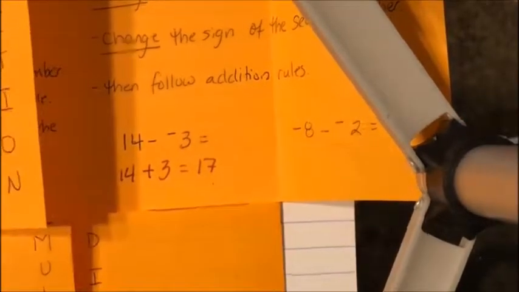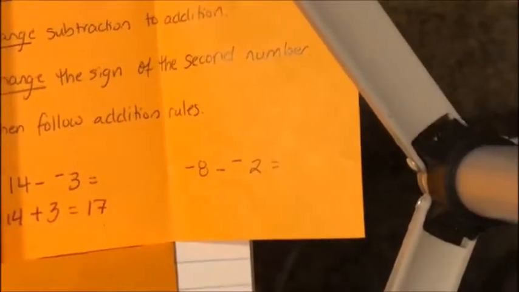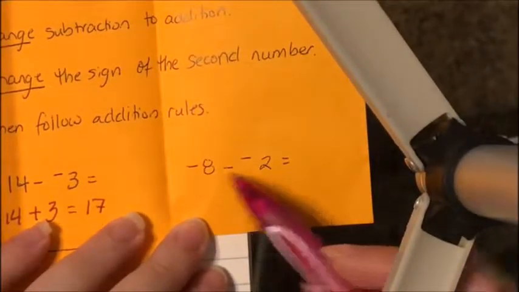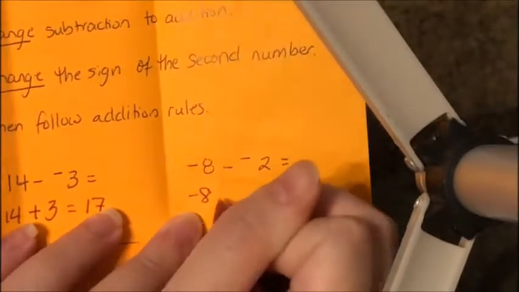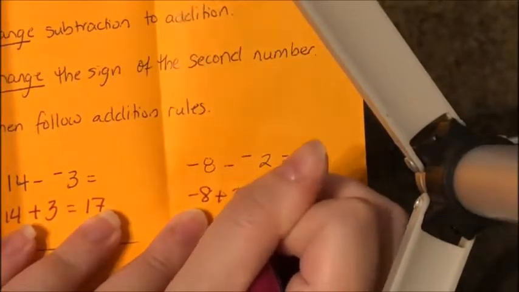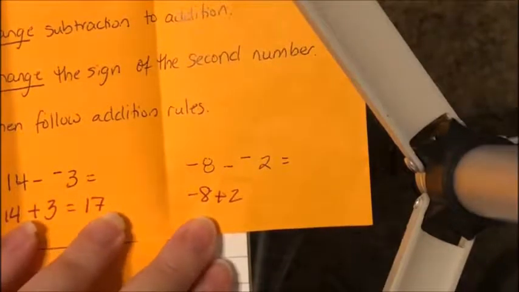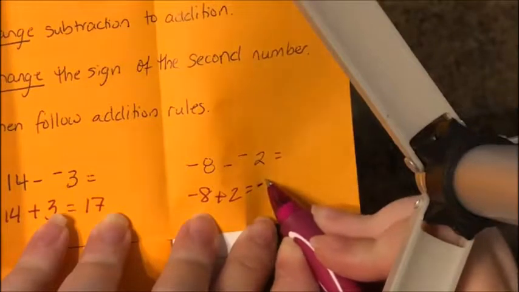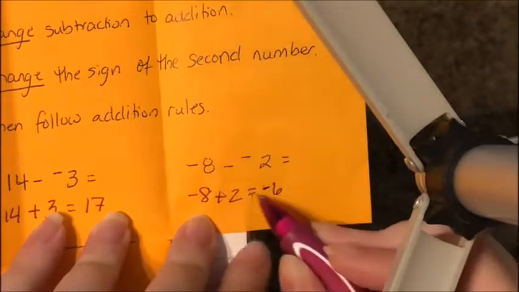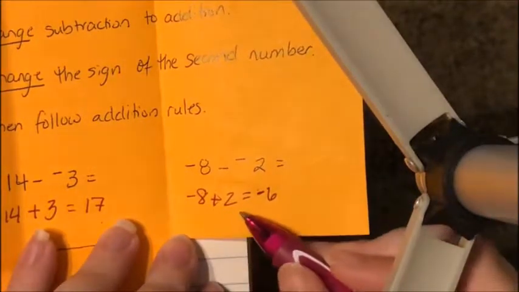Okay. The second one I have is negative 8 minus negative 2. So I keep my sign, change, change. Negative 8 plus 2 gives me a negative 6. Okay, so they're different signs, so I subtract them. Right?